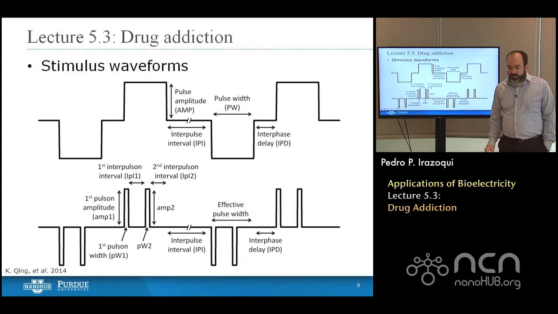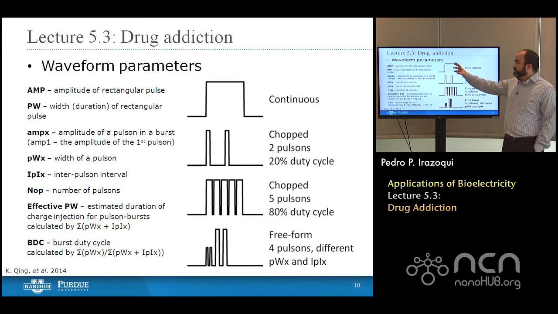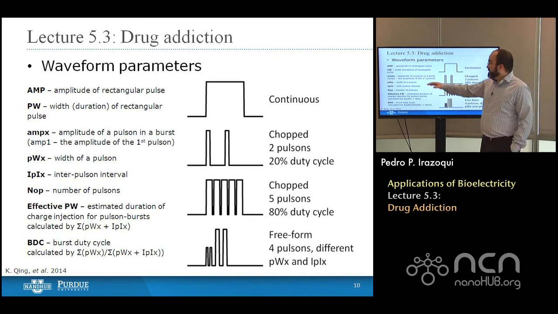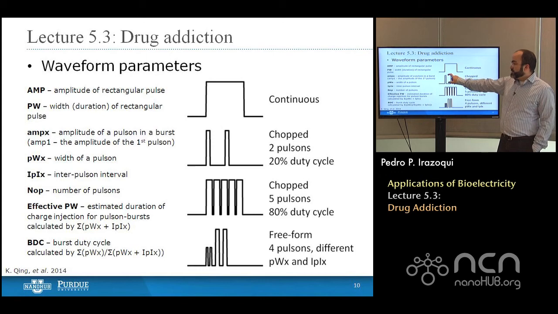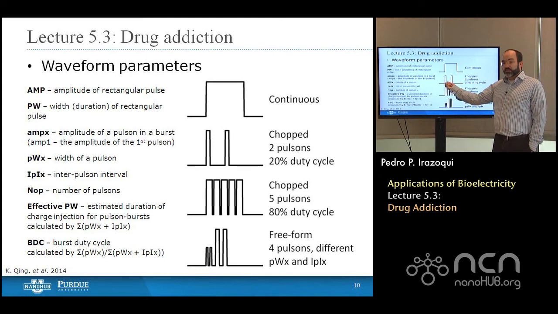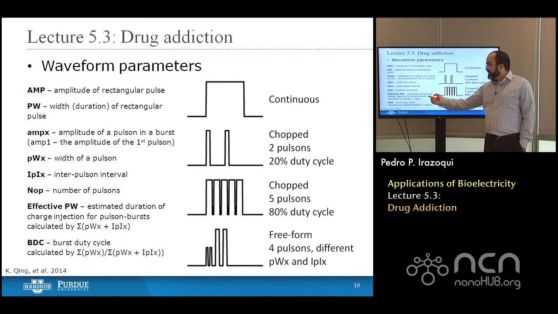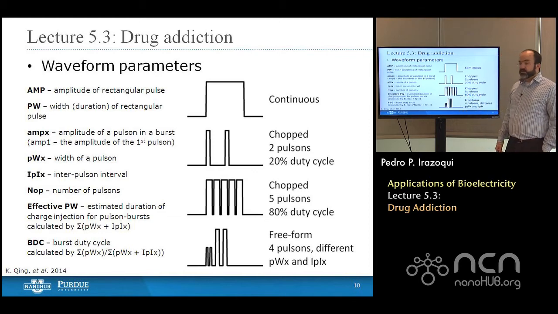So this approach leads to a series of waveform parameters that we can discuss. One is the amplitude of the pulse. One is the width of the pulse, PW. One is the amplitude of a pulson in a burst, and then the width of the pulson in the burst, AMX and PWX respectively. And then there's the interpulse interval, the spacing between pulsons. And there's the number of pulsons in a particular pulse. There's the effective pulse width, which is the corresponding width to the original pulse. And then there's the burst duty cycle.